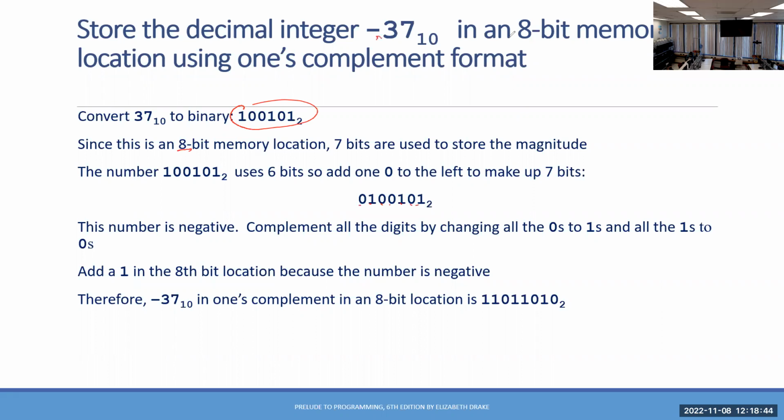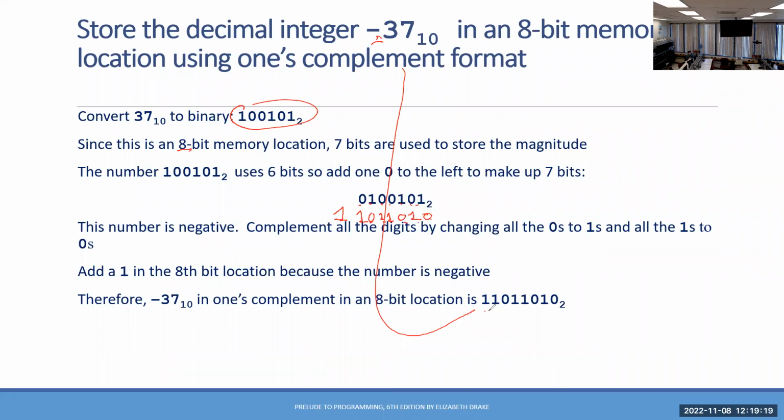You have to flip every bit in the magnitude here, right? When you flip it, you have 1, 0, 1, 1, 0, 1, and 0. And the leftmost bit, of course, is the number 1 because it is a negative. So that's why when you convert negative 37 into one's complement, you have 1, 1, 0, 1, 1, 0, 1, and 0.